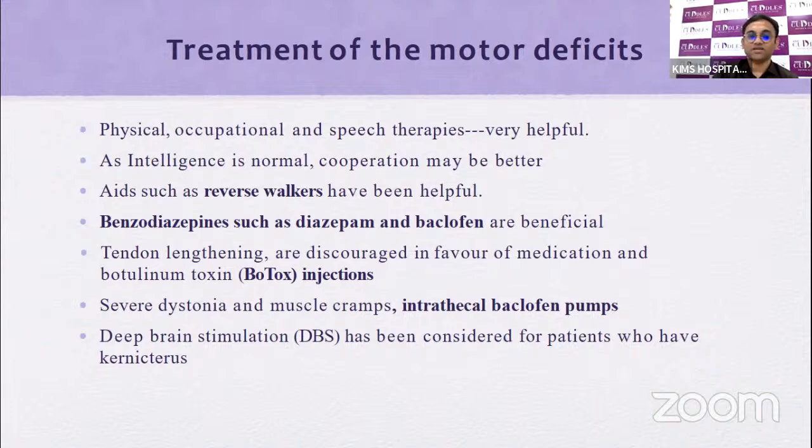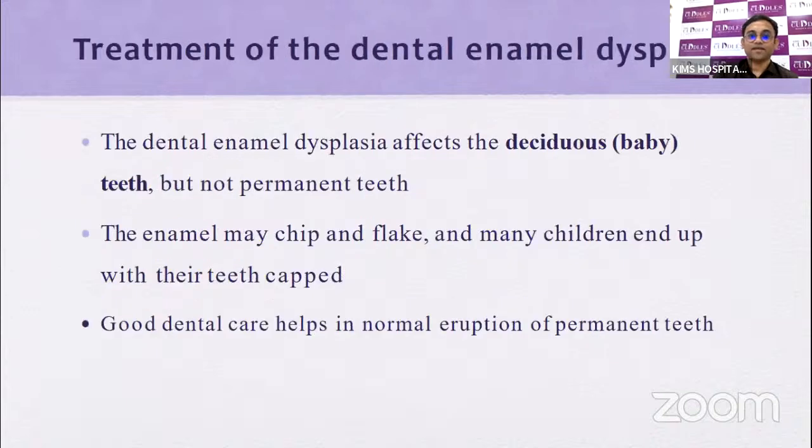Deep brain stimulation has been useful for patients with kernicterus, with positive outcomes in these kinds of babies. As we've seen, the tooth enamel is affected in chronic kernicterus. The dental enamel is usually affected in these babies. Initially the deciduous teeth are affected, but the permanent teeth are not, as they might not have erupted at that point in time.